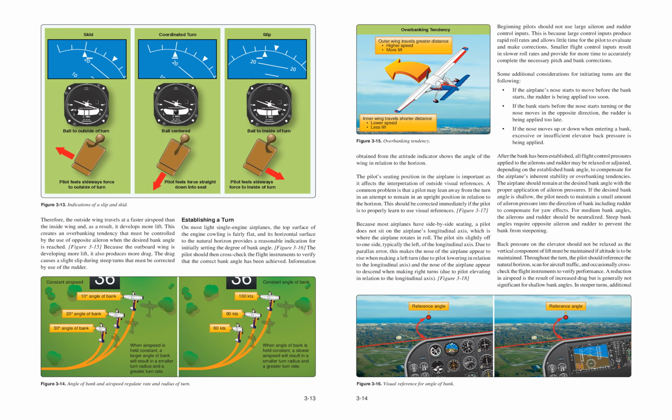Constant angle of bank. 10 degrees angle of bank, 100 kts. 20 degrees angle of bank, 90 kts. 30 degrees angle of bank, 80 kts. When airspeed is held constant, a larger angle of bank will result in a smaller turn radius and a greater turn rate. Figure 3-14. Angle of bank and airspeed regulate rate and radius of turn. When angle of bank is held constant, a slower airspeed will result in a smaller turn radius and a greater turn rate. Figure 3-13.